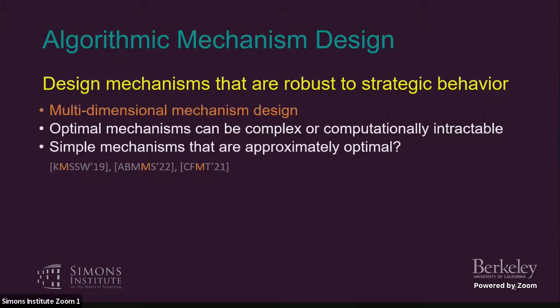My work especially looks at the case beyond single dimensional settings. So I work in multidimensional mechanism design, where optimal mechanisms can be very complex and computationally intractable. So I'm interested in understanding and designing simple mechanisms that get good outcomes. That is, they are approximately optimal.